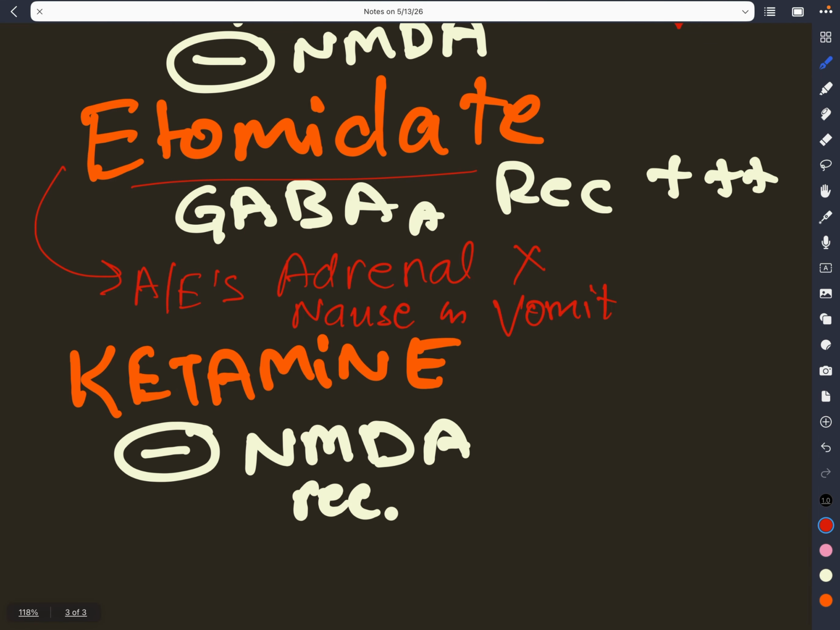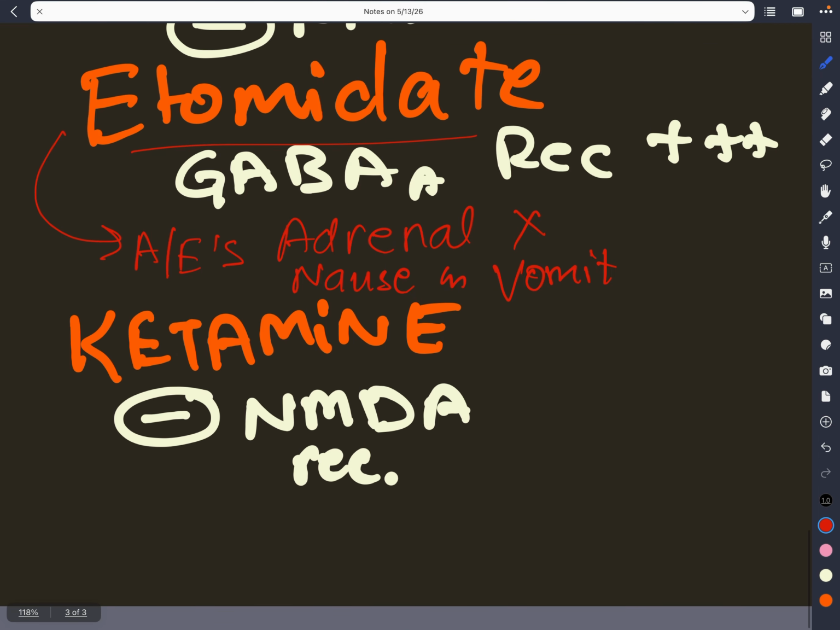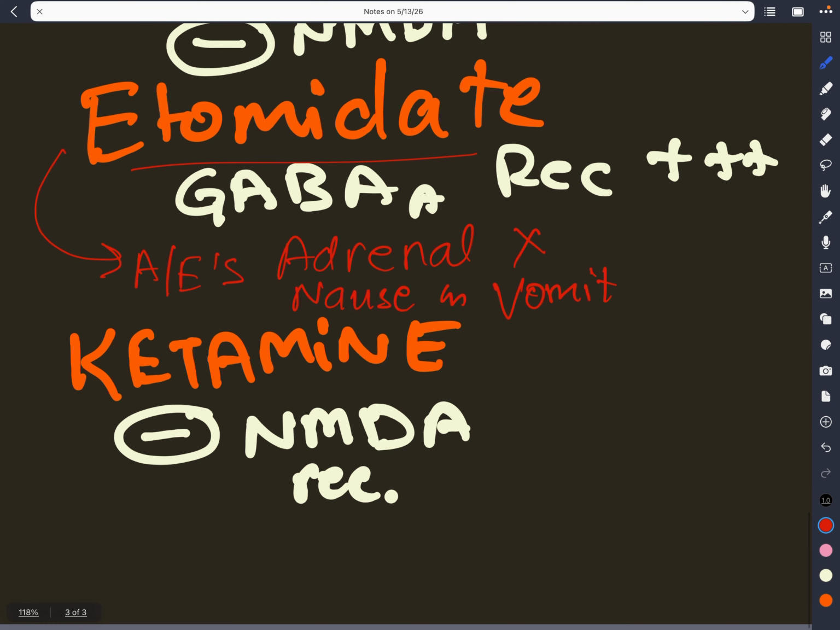Okay, ketamine. A lot of big cities have ketamine clinics for untreated depression. They have an inhaled version of ketamine as well, and they get IV ketamine also. Some Hollywood celebrities get ketamine infusions.